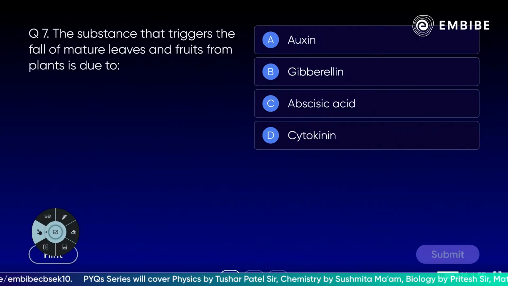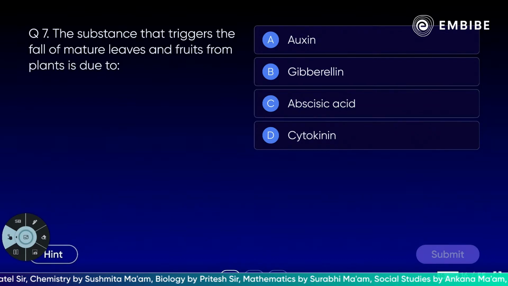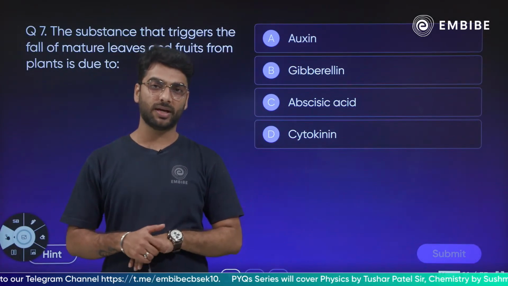The next one, question number 7, directly from heaven. The substance that triggers the fall of mature leaves and fruits of plants is due to dash. Now we know about plant hormones. So which of these hormones will lead to the fall of dried leaves and fruits? Auxin, gibberellins, abscisic acid or cytokinins. I can give you a hint, it is also called the stress hormone. So all of you are hinting towards C. Let's see whether C is the correct answer or not. Chaliye, quick, Feviquick.